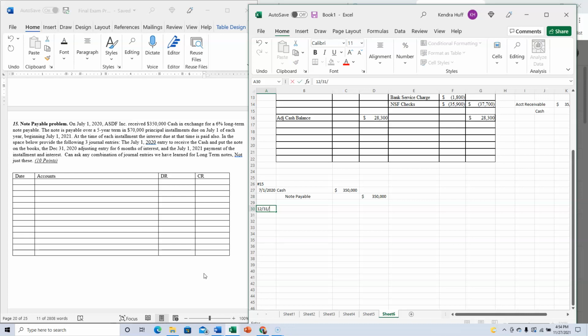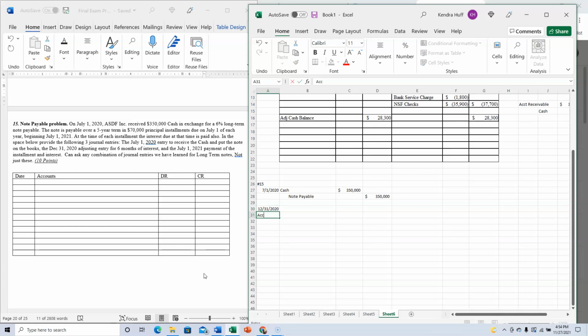December 31st, we need to accrue interest expense. So if you recall, that entry is interest expense and interest payable. And to calculate it, it's the $350,000 times the 6% interest times 6 over 12 months.